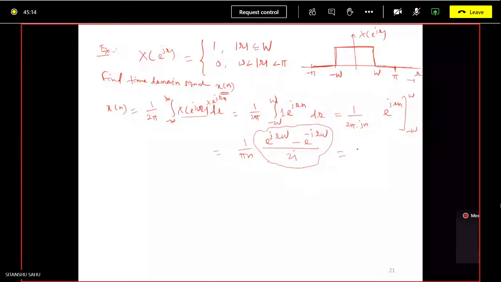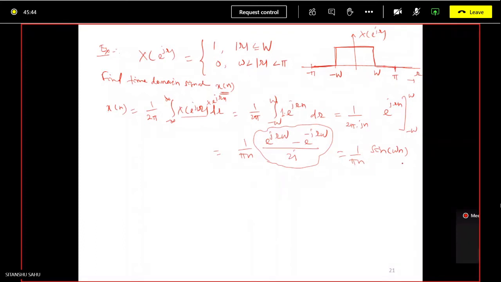So it is nothing but, I can write this as 1 upon pi n sine of wn, isn't it? The sine function can be written in terms of exponential function like this. Sine x is nothing but e to the power jx minus e to the power minus jx by 2j, right? So that was the sine function. Okay, so now this would be the value of x of n. If I put n equal to 0, what is the value of x of n at n equal to 0?